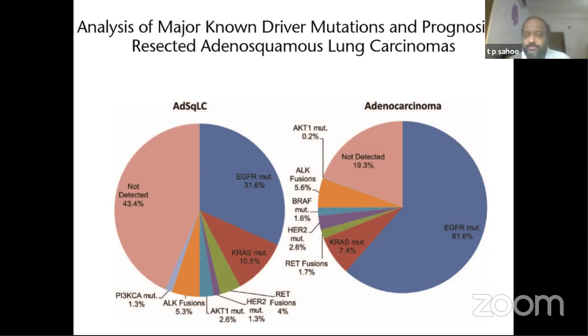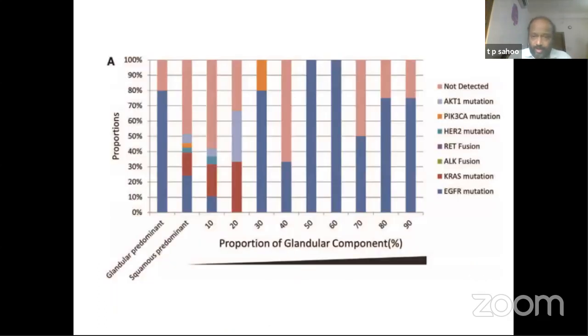They would have 5 to 6% of an ALK mutation. The KRAS is a little higher, 10 to 11%, in contrast to the adenocarcinomas. The glandular component also decides the extent of EGFR mutation. The more the amount of the adenocarcinoma component, the more likelihood of getting EGFR mutations or other mutations as we normally see in a typical adenocarcinoma.